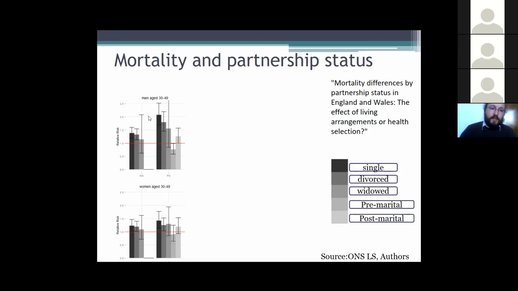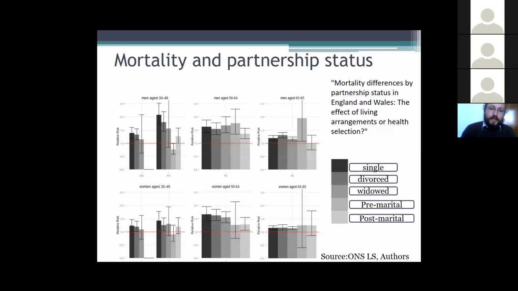What we can see here for men, the first 3 graphs are the ones from the previous analysis. We can see that the risk for singles, divorced and widowed, especially for men, drastically increases once we exclude those who are cohabiting.